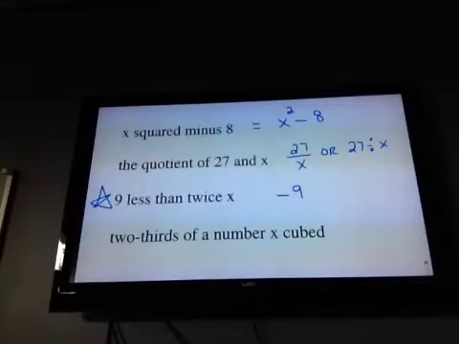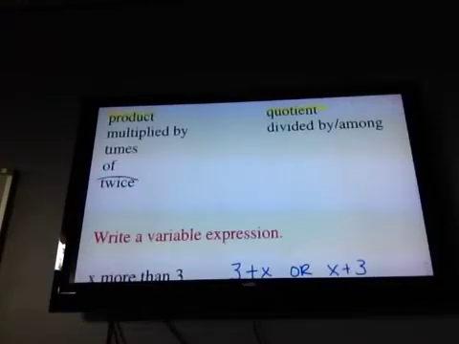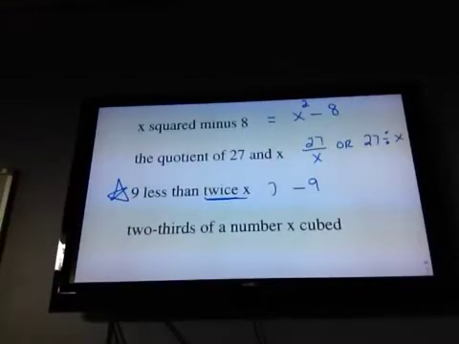Okay? Because subtraction is not commutative, it doesn't work backwards. So 9 less than means take 9 away from what? Twice x. Twice, we go back to our list, means to multiply. Specifically, it means to multiply by 2, to double it. So 2x minus 9. 9 less than, 9 fewer than. All that means to take 9 away from something.